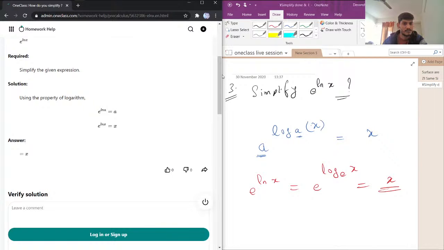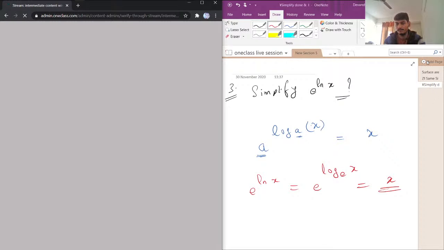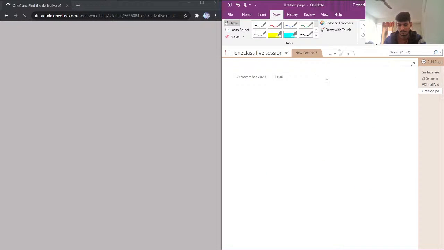E power, using the property of log, yep, so e power ln of a. The solution is correct. Great job. We will go to question number 4.